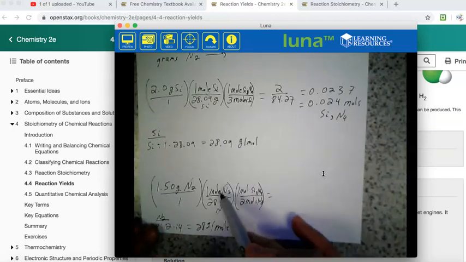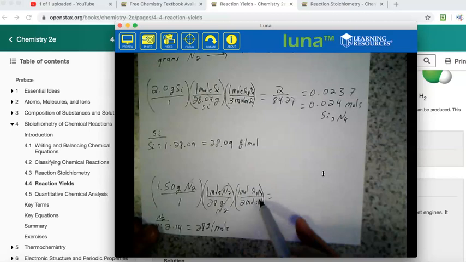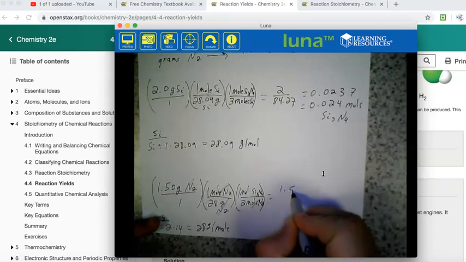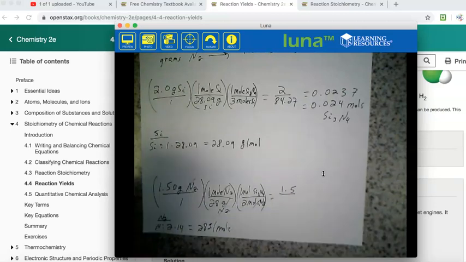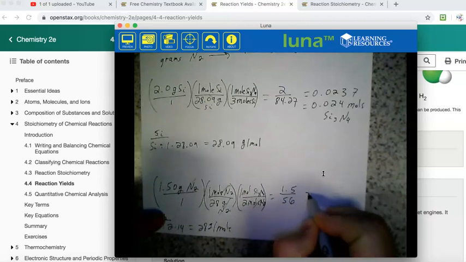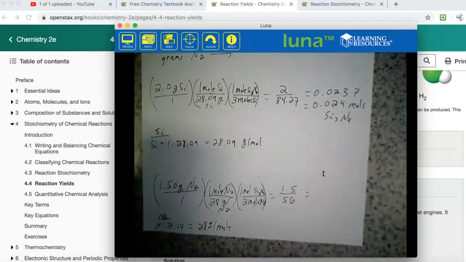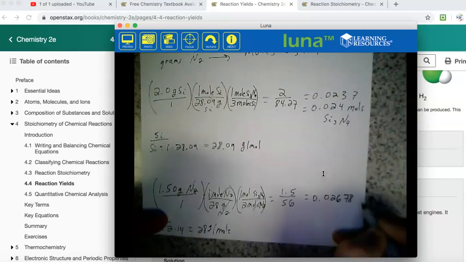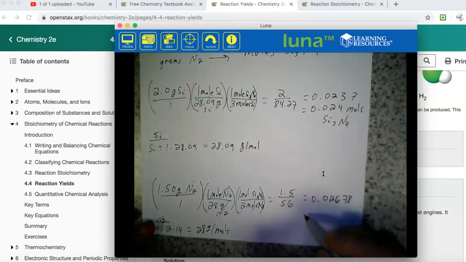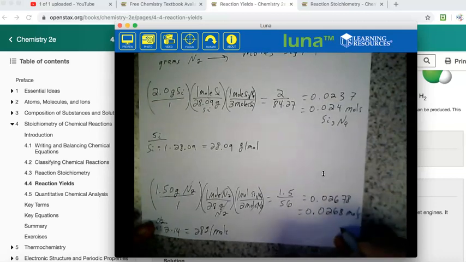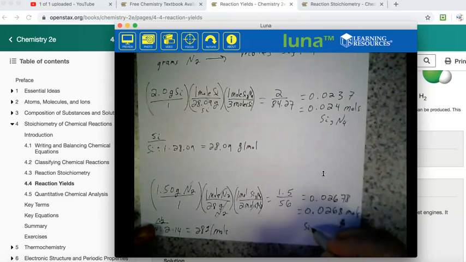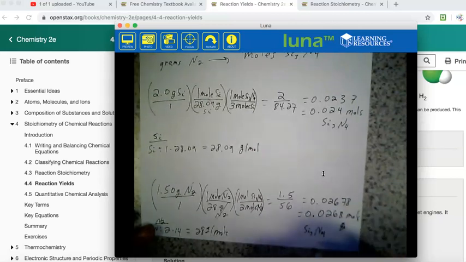Okay, so now my units cancel out here. So 1.5 times 1 times 1 is 1.5 over 1 times 28 times 2, and that's 56. And so when I do the math, I get 0.0268 and change. And so I started out with 3 sig figs there, so it's going to be 0.0268 moles of Si3N4.